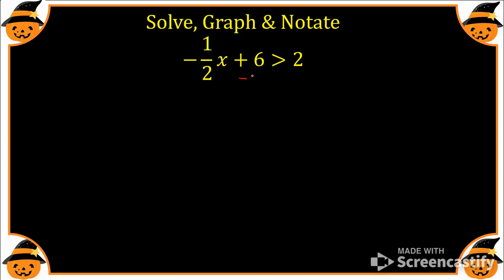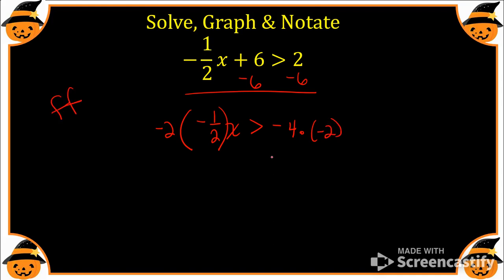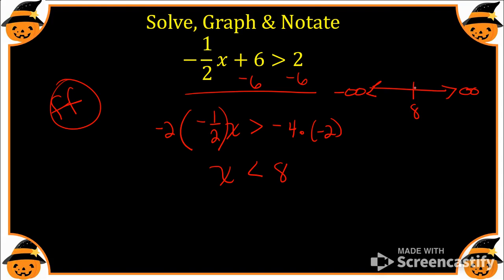Our next one, we're solving for x. We're going to subtract 6 from both sides. We have -1/2 x is greater than -4. We are going to multiply by the reciprocal, which is going to be -2. And remember, when you multiply or divide by a negative, we're going to flip around the inequality. So we get x is less than 8. So remember, if you multiply or divide by a negative value, you're going to be flipping around your inequality. Our x is not including 8, so it's open and it's shaded to the left. So our shading starts from negative infinity, from left to right, up to 8 and a parenthesis, not included.